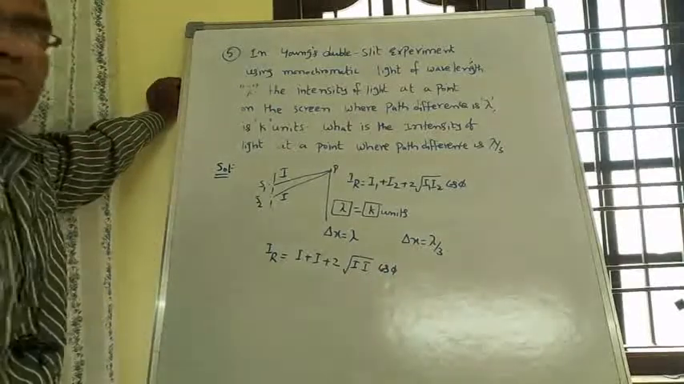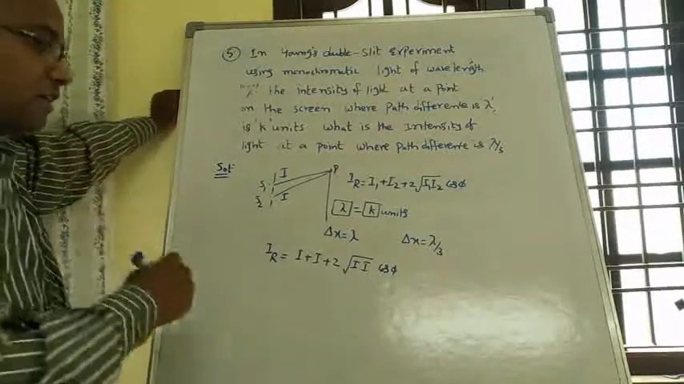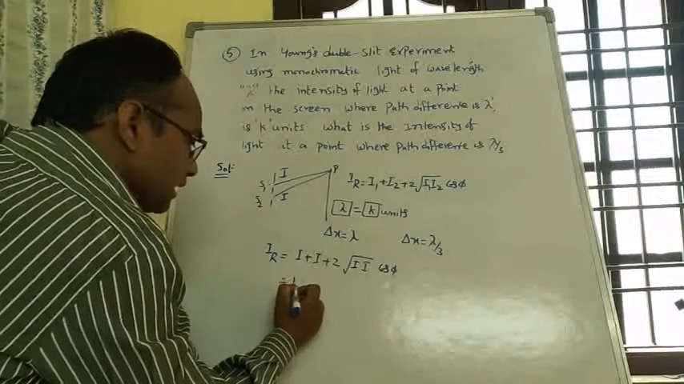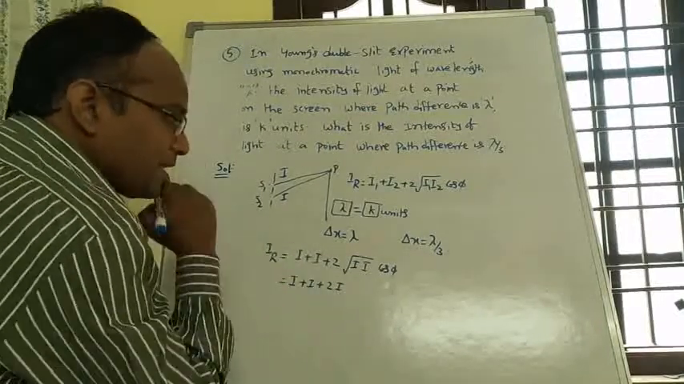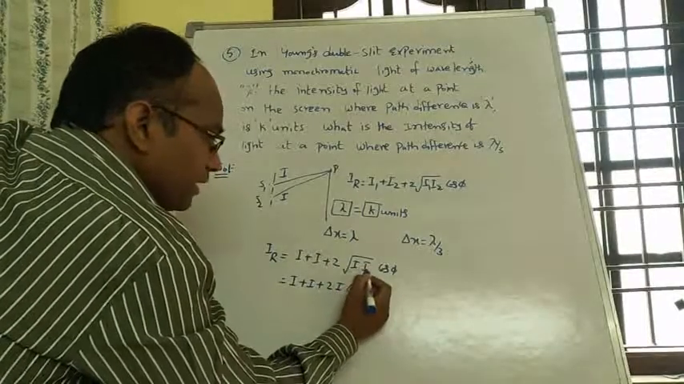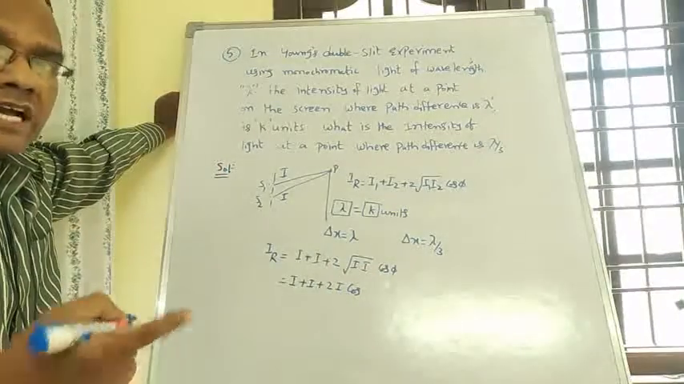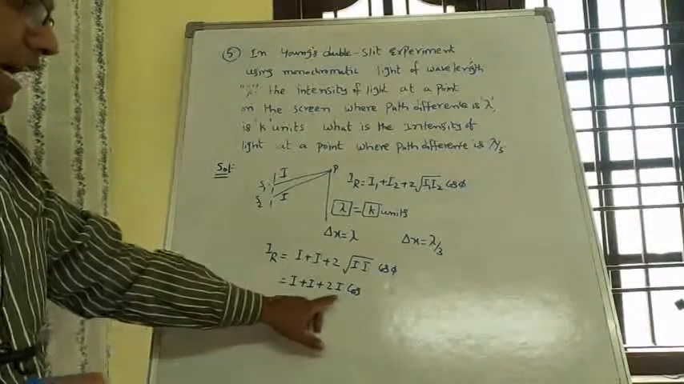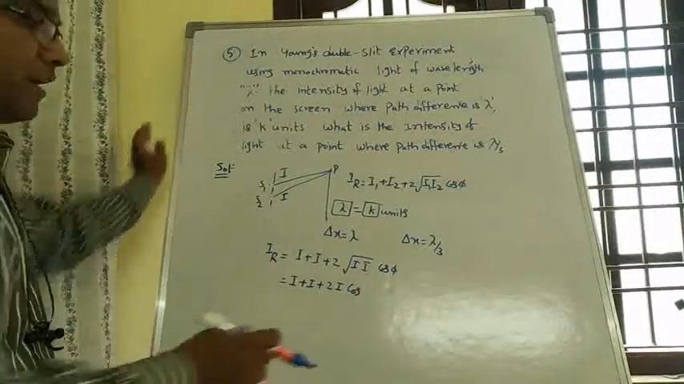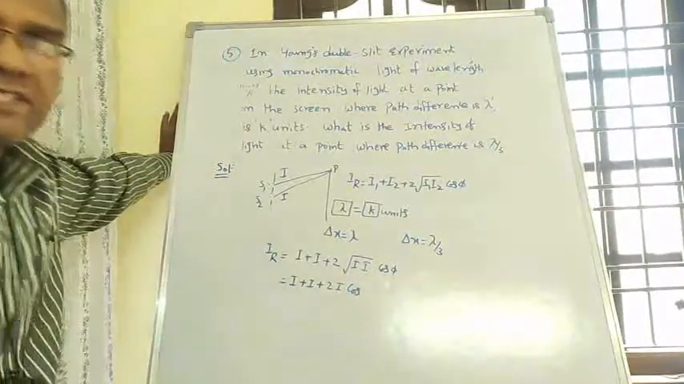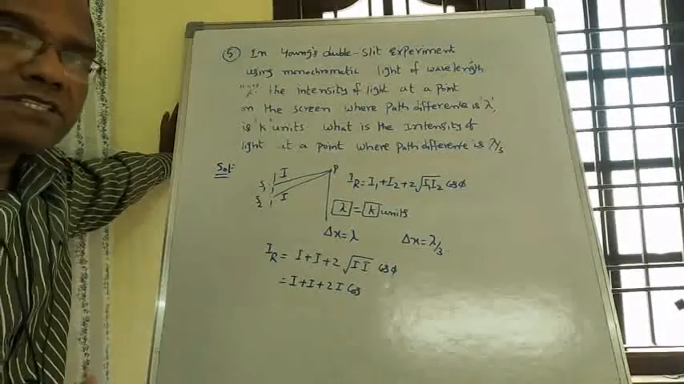cos phi. Okay. So here in this one what I should write? I plus I plus 2 into I. But what is I into I? I into I is nothing but I square. Root of I square is I. So cos phi, what is phi? Phi is nothing but phase difference. So what is the formula for the phase difference?